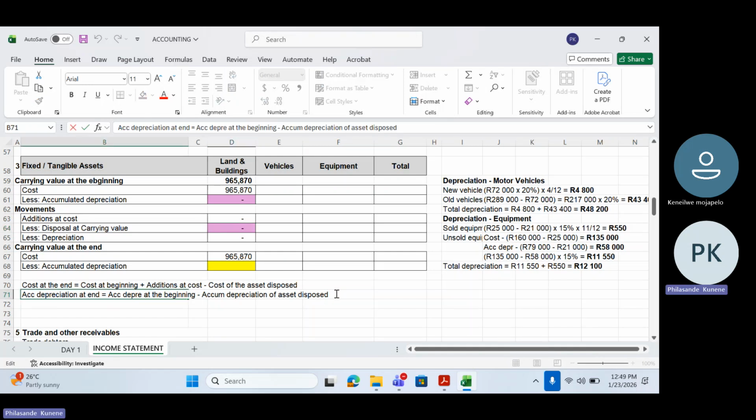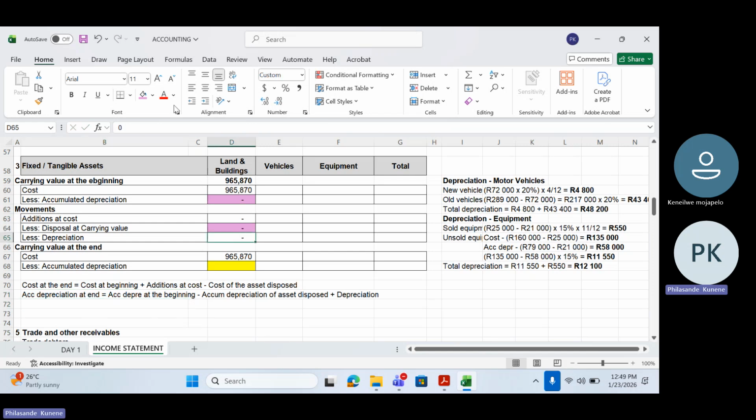And then after that, you're going to say plus depreciation, which is going to be this one now. You see, these three amounts will give you this, which is the accumulated depreciation. So now, for land and buildings, it will still be zero. And then carrying value at the end is going to be this one minus this, which is going to be zero.